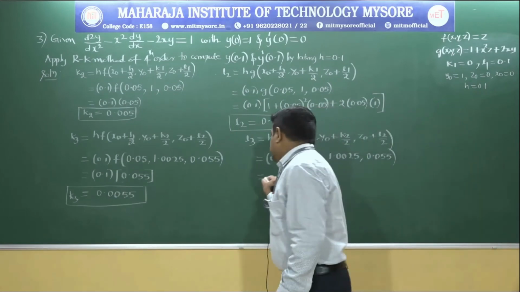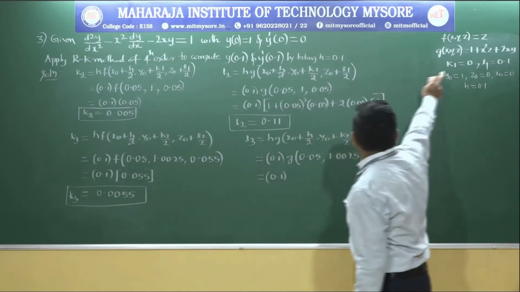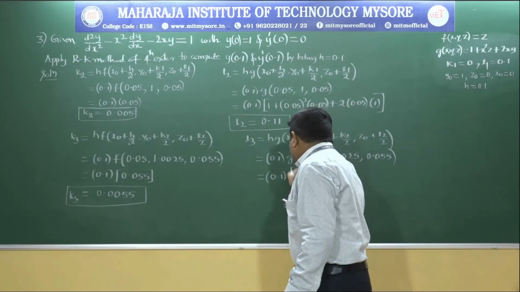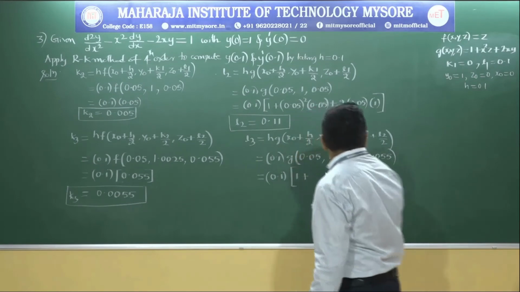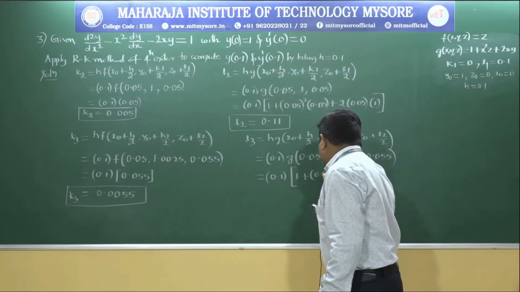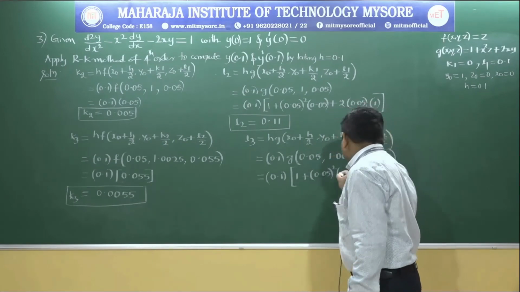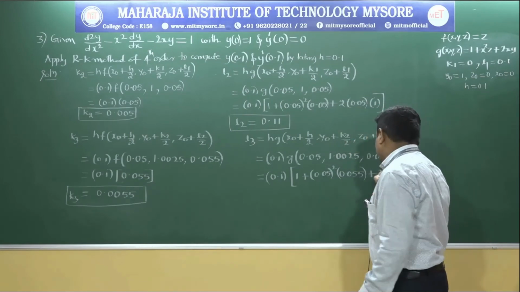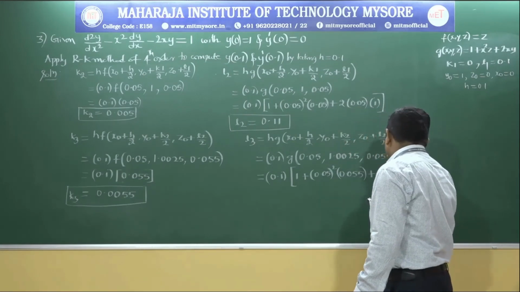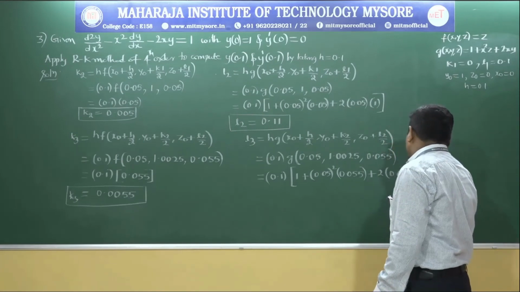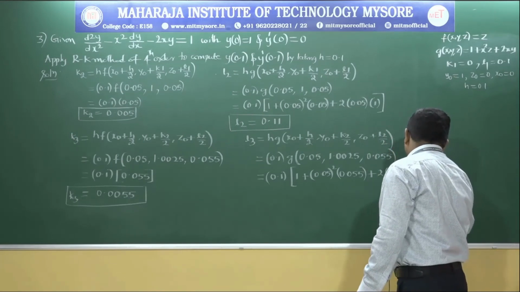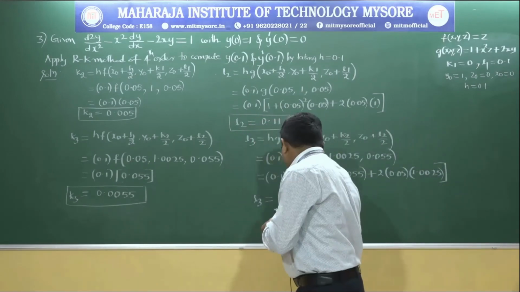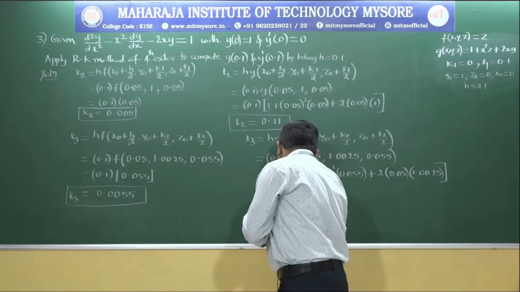Next, again we know that g of x comma y comma z is 1 plus x square z plus 2xy. On replacing the values of x, y and z, we get 1 plus x square is 0.05 whole square, z value is 0.055. Next, plus 2xy, 2 into 0.05, x value is 0.05, y value is 1.0025. On simplifying this, we get L3 as 0.1100.